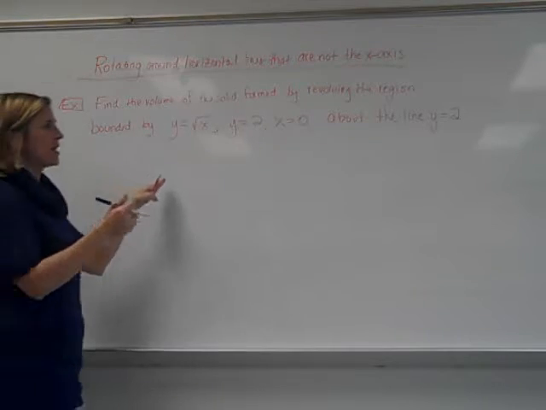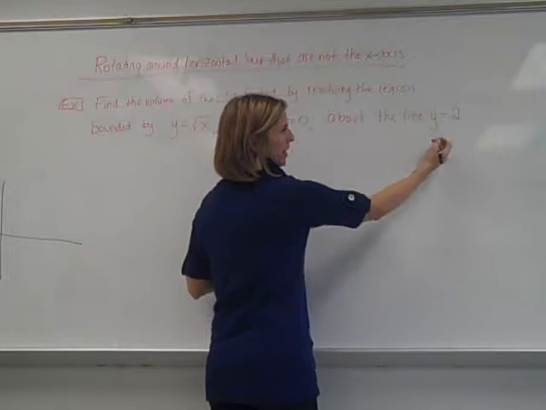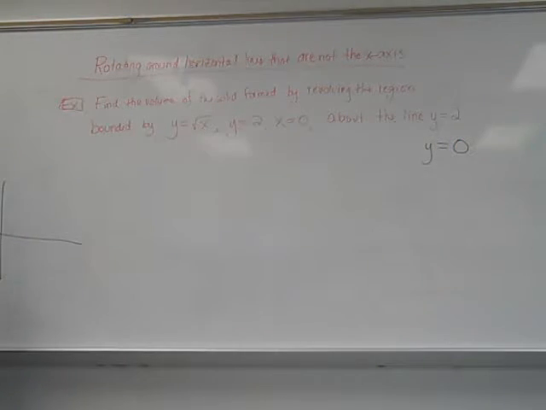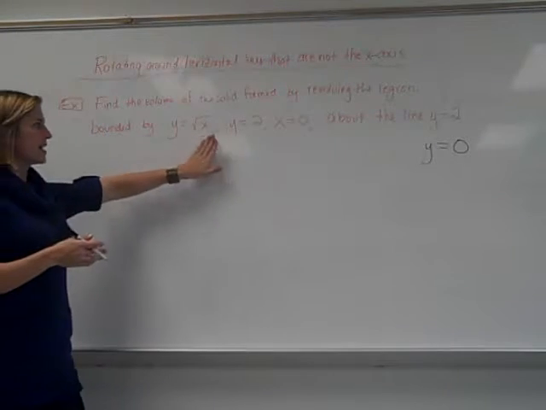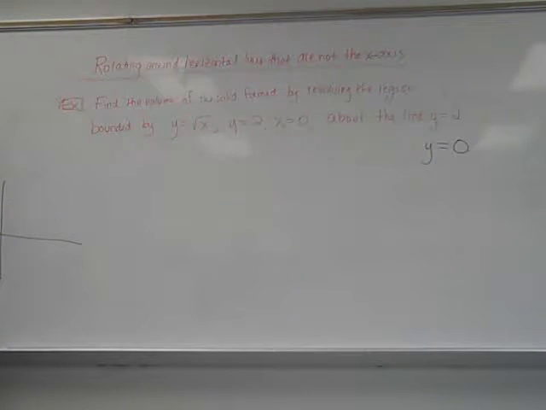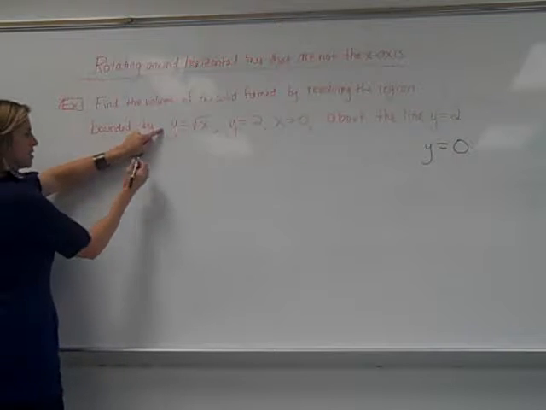I go to my problem, and instead of revolving around y equals 2, I want to revolve around y equals 0 instead, because that would be the x-axis. So I'm just going to rewrite each of these functions to model that. If I'm going to move the axis of revolution down 2, I'm going to move everything down 2. So I can rewrite this function instead.